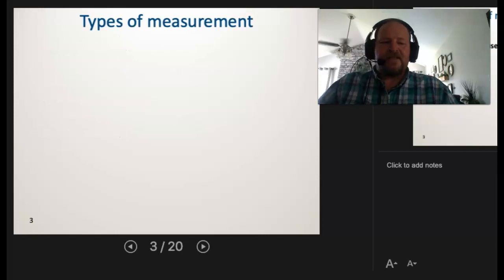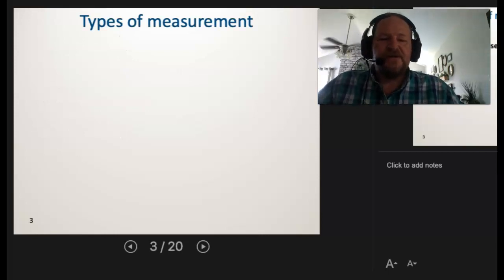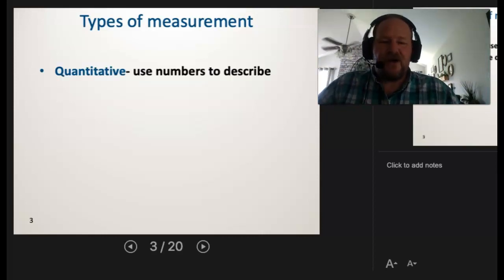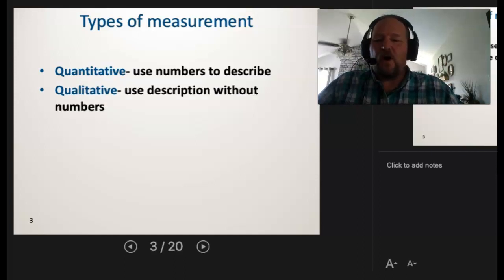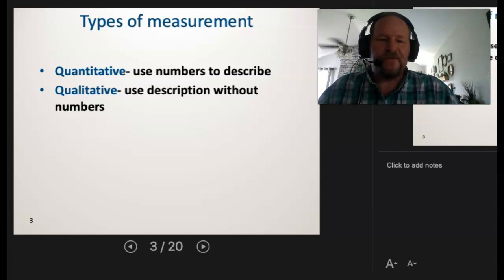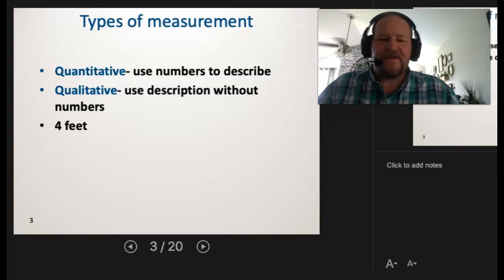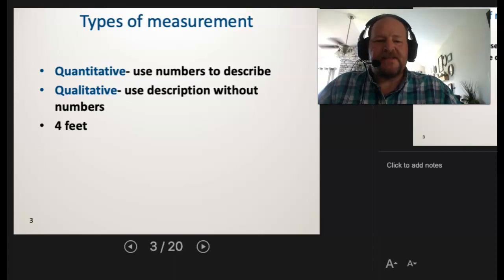So when we talk about types of measurements, there are two types of measurements in general. First, we have quantitative, where we use numbers to describe our measurement. And then the second type is qualitative, where we use a description without any numbers at all. So for some examples, what I mean is this. If I said my dining room table was 4 feet long, then here I've given you a quantity, and hence it is a quantitative measurement.